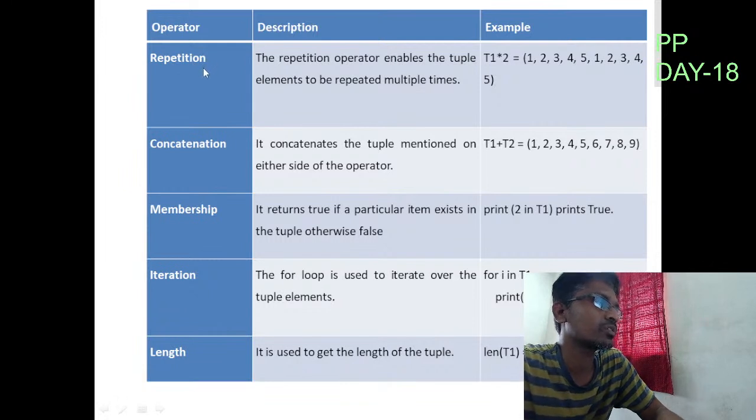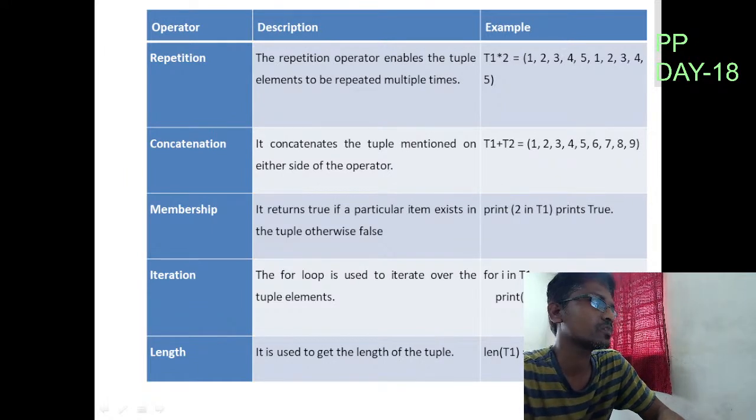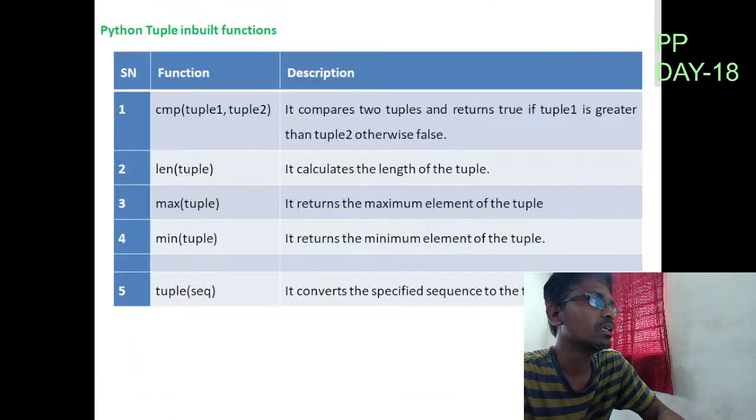So repetition. The repetition operator is the star operator. So T1 star 2 will repeat the same values in the tuple. And for the concatenation operation, you have to add T1 plus T2. So we'll get this tuple. And for the membership operator, you have to use the in operator or not in operator. And iteration, if you want to iterate over tuple values, it is also possible by using a for loop. And if you want to find the length of a given tuple, that is also possible. So these are the different types of operations that can be done on tuples.